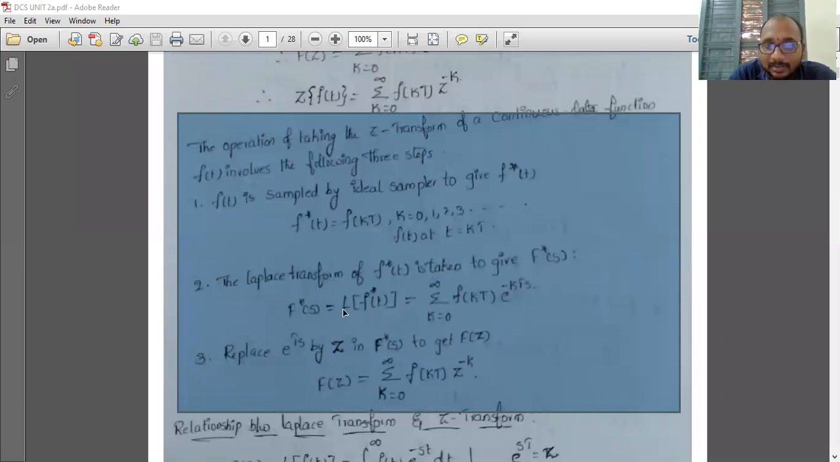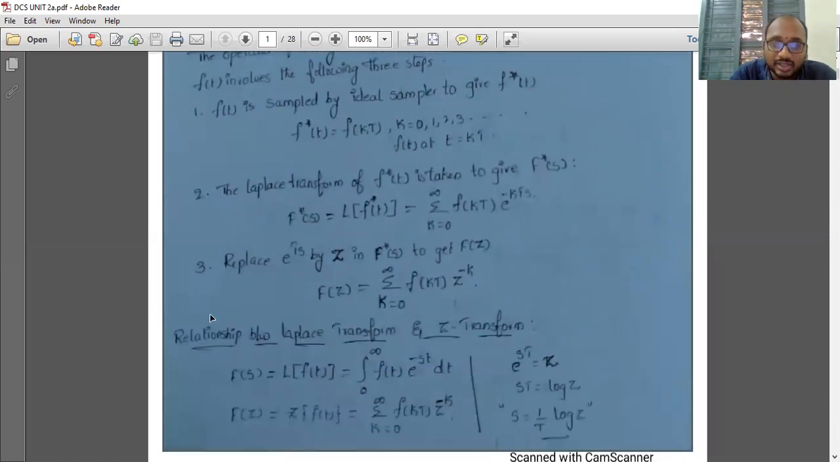Both are the same. So the Laplace transform of f star of t is equal to sigma k is equal to 0 to infinity f of kt into e power minus kTs. Next, replace the transformation e power Ts by z in f star of s to get f of z. So finally, the basic expression for f of z is equal to sigma k is equal to 0 to infinity f of kt into z power minus k. You remember this basic formula: the z transform of any continuous time varying signal is f of z is equal to sigma k is equal to 0 to infinity f of kt into z power minus k.